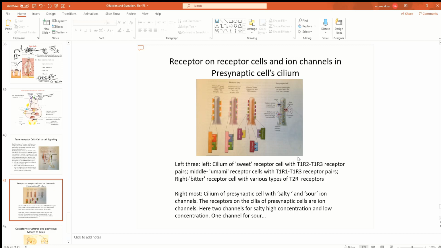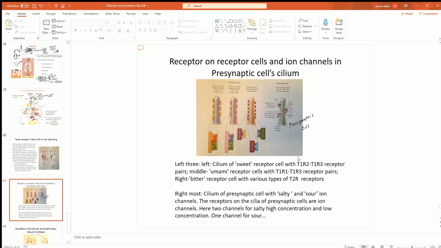Now, on the cilia, as I mentioned, you have the receptors, and the receptors for sweet, bitter, and umami are different. For sour and salty, you don't need the receptors because they directly open the ion channels right here. So this is a cilia of presynaptic cell. Just one cilia of presynaptic cell, and you have the channels for salty and sour.